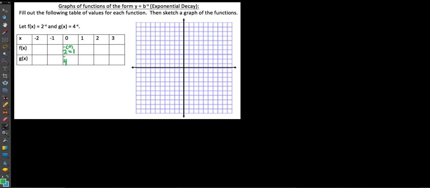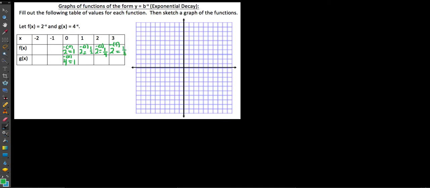And the same thing for 4. 4 to the negative 0 is still 4 to the 0 is 1. But the moment I do 2 to the negative positive 1, this is the same as 2 to the negative 1. And so in this case, I would get a half. If I did 2 to the negative and then put in a positive 2 here, then I would get a fourth. And then 2 to the negative positive 3, we would get an eighth.